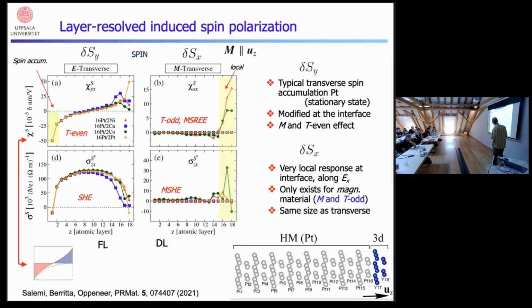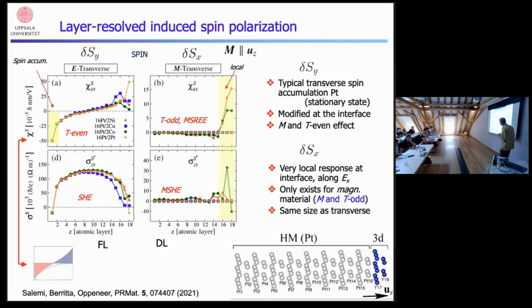So these are the results for the system. Maybe we start here. There is a yellow curve here, which is pure 18 layers of platinum. So this is the layer-resolved result for all effects, which is large here in the middle. Actually, it approaches the bulk value. This is the spin accumulation here, and that is the time reversal even. So this looks like the spin accumulation that was also shown in the previous slide, and we see a modification at the interface.